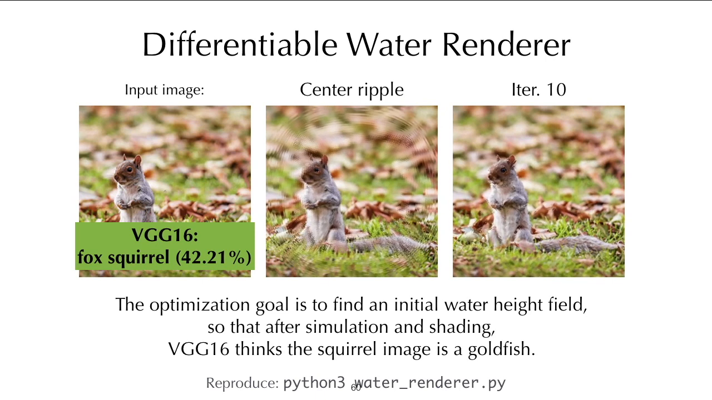But more interestingly, you can generate a very subtle water wave that somehow refracts the background image into something VGG classifies as a goldfish. This is really interesting. We can use the water renderer to generate something we call an adversarial water wave that can fool VGG. But as a human, you can clearly see it's still a squirrel. So we can easily combine those differentiable modules into very interesting deep learning systems.